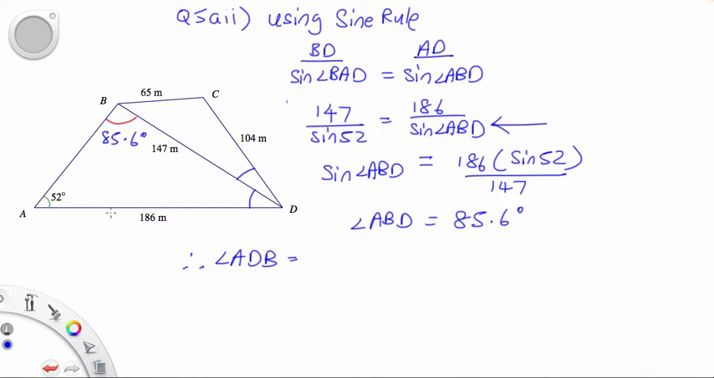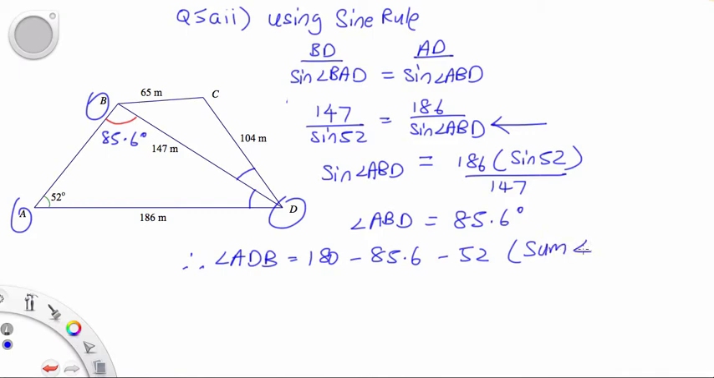Because if you look at BAD, this is a triangle. Do not forget to write the angle property. And then you will get your final answer. Again, remember to give your answer to 1 decimal place.